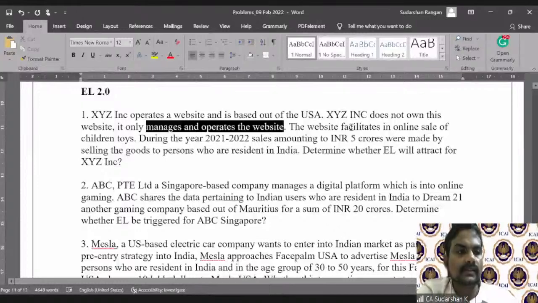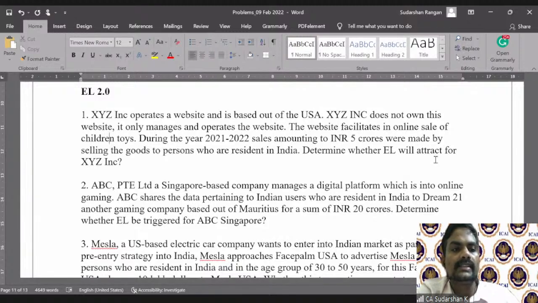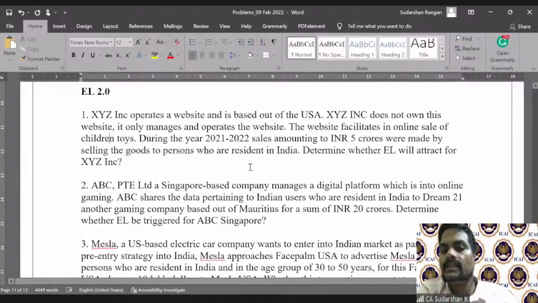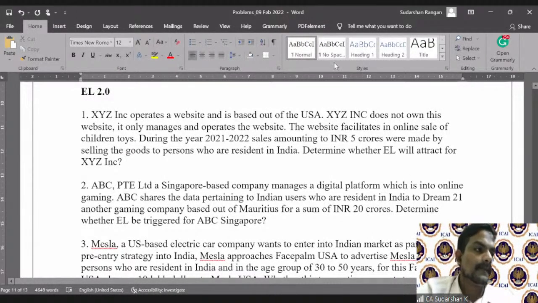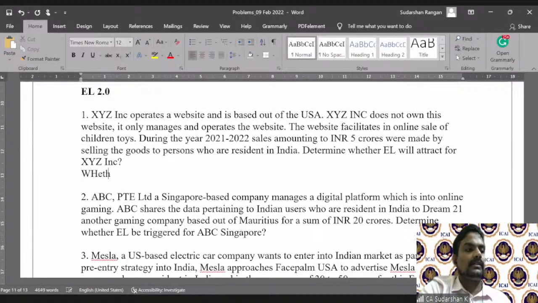The website facilitates online sale of children toys. During the year 21-22, sales amounting to INR 5 crores were made by selling the toys to persons who are resident in India. Determine whether EL will attract for XYZ Inc. So this is a US company which operates a website. The question is also very specific that it only manages, it doesn't own. So first thing we need to check is whether XYZ is an e-commerce operator.